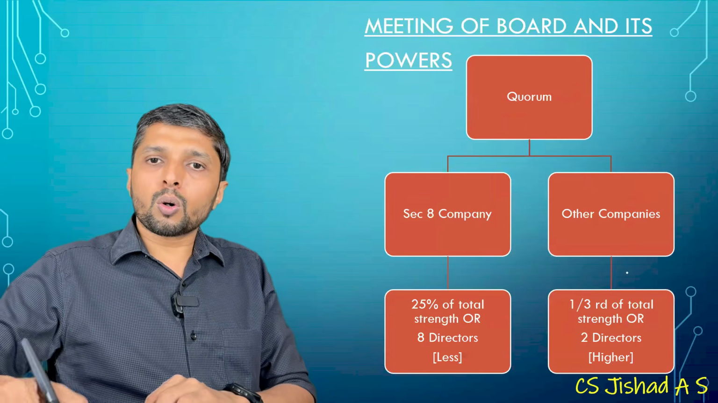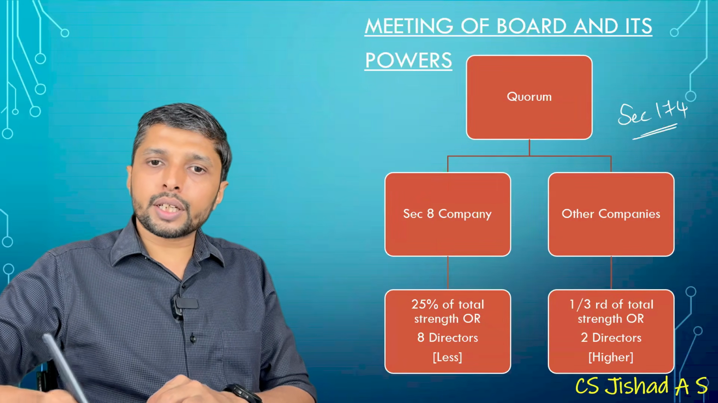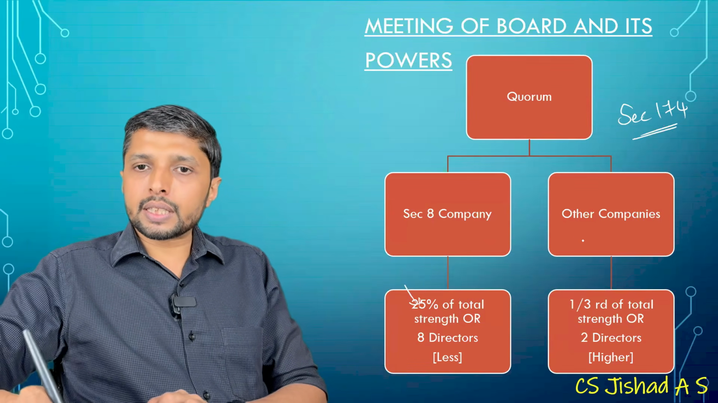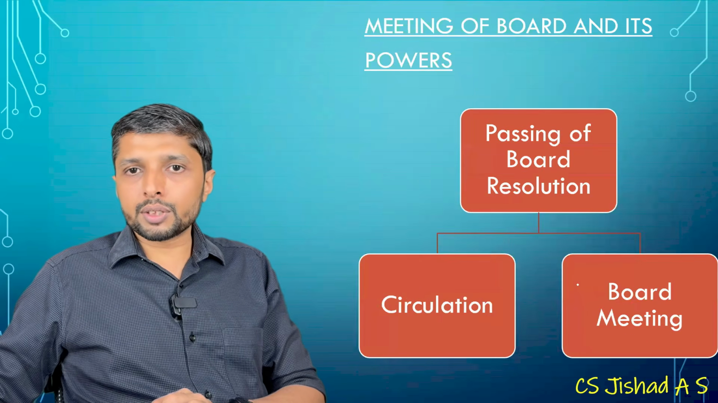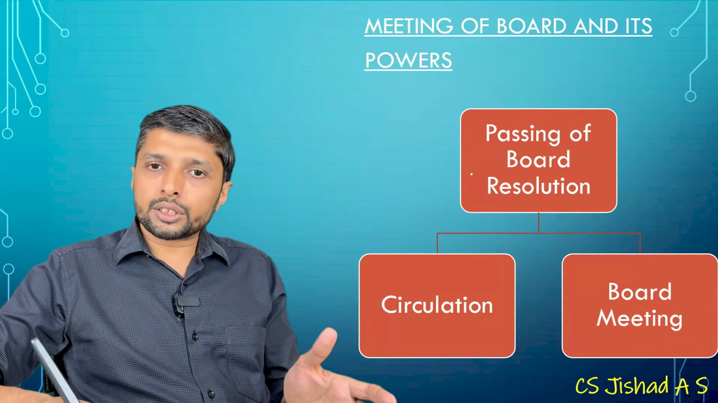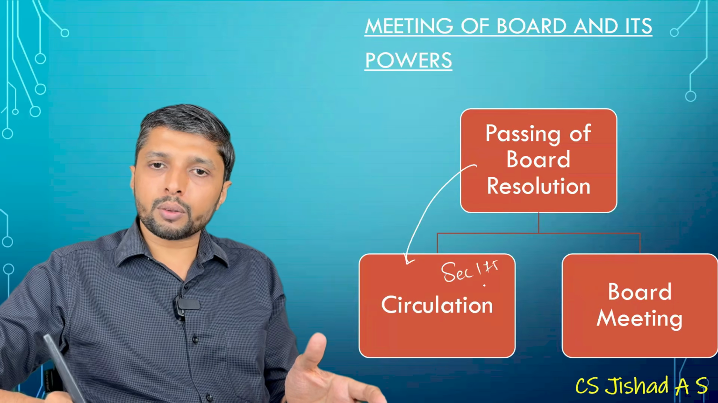So with respect to quorum, section 174 of the Companies Act: the quorum of a section 8 company is 25% of total strength or 8 directors, whichever is less. For other companies, it is 1/3 of total strength or 2 directors, whichever is higher. A board resolution can be passed either by circulation, section 175.